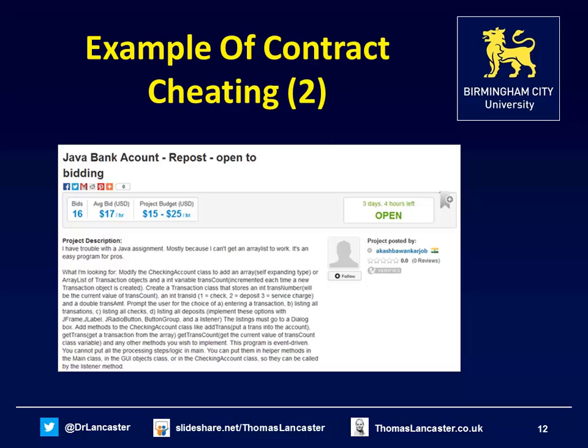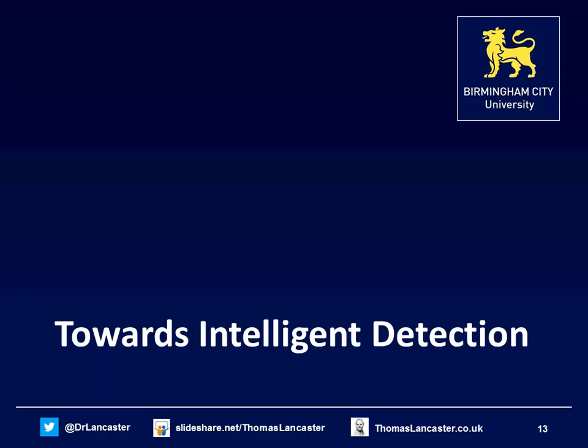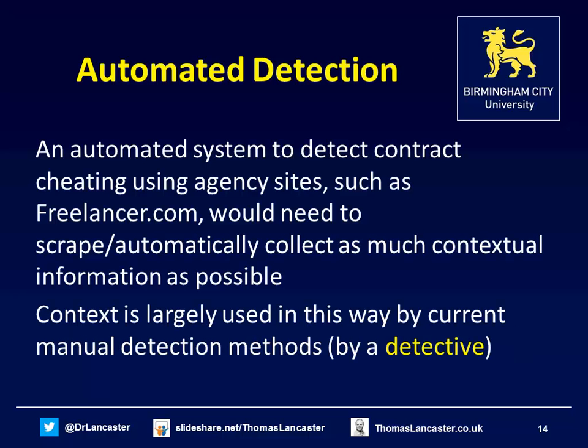By all means, take these 2 examples as puzzles to work out and see what you can find, and see what other contextual clues you can get when you drill down into more detail and think about how this whole process could be automated, which is really the discussion which is being opened here as we work towards intelligent detection of contract cheating by using context to help us. And I want us to think about automated detection as how we can use agency sites such as Freelancer.com and how we can collect the information from these, and in particular automatically classify and grab the context, and this probably needs some kind of scraping of the site.